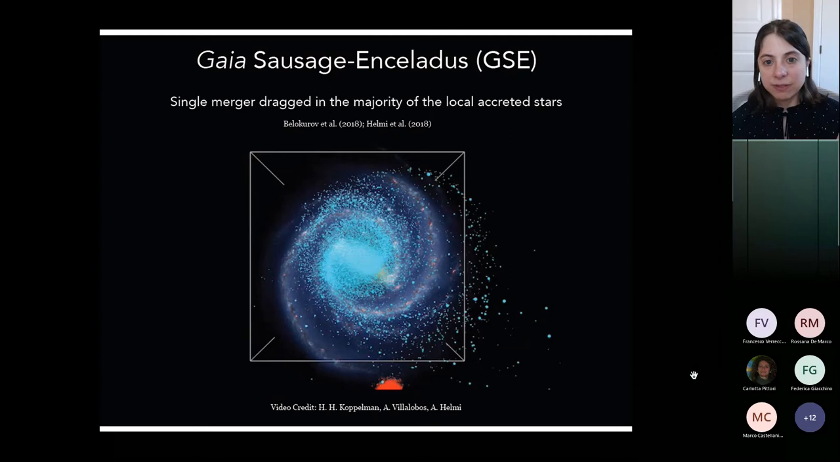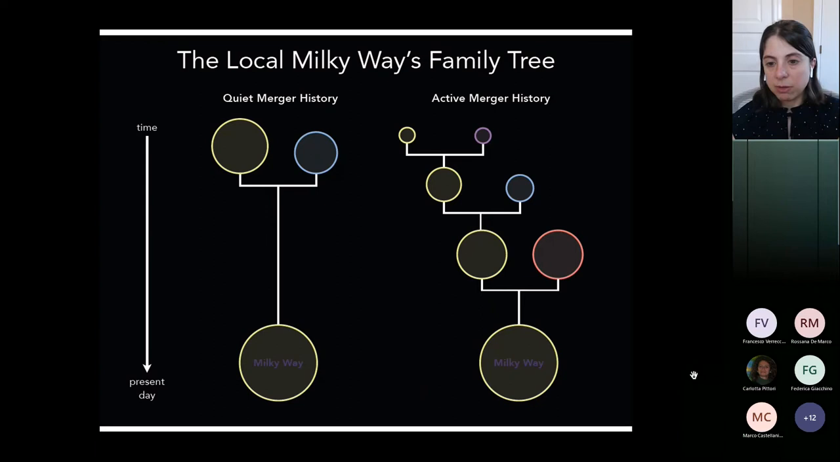But the identification of GSE, which was made in some of the first papers that came out of Gaia Data Release 2 by Belokurov and also by Helmi et al. Next slide. It was a really important step in understanding the local Milky Way's family tree because it immediately ended up pinning down what is likely to be the last major merger that built up our galaxy.